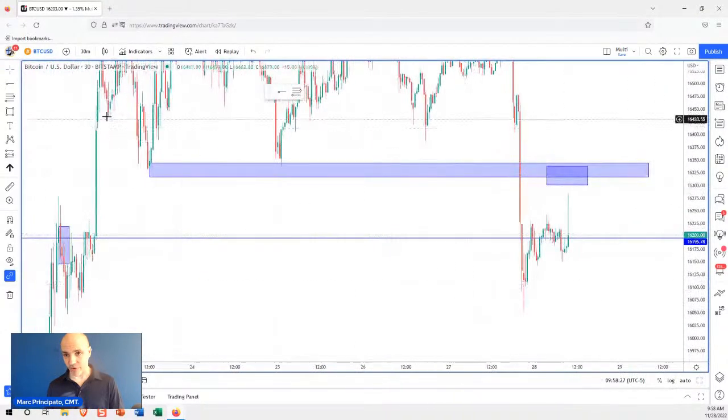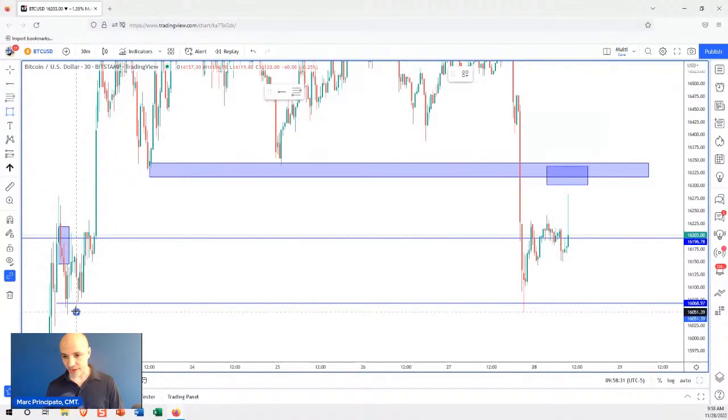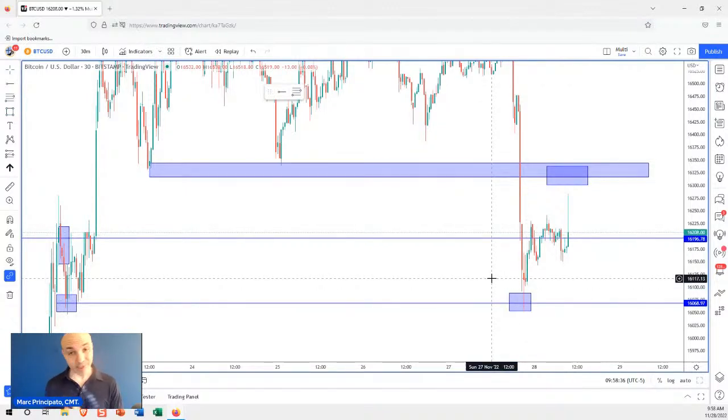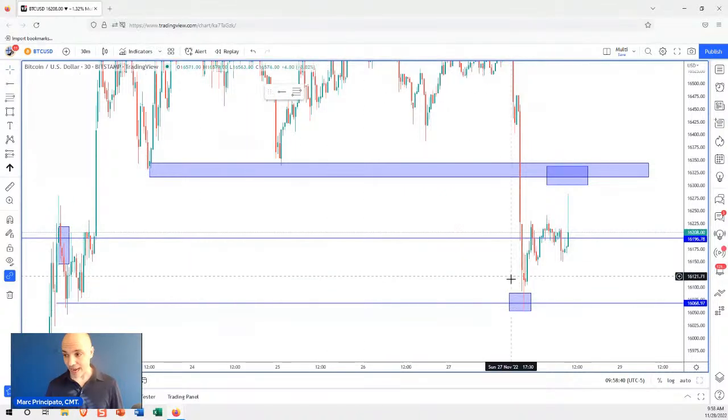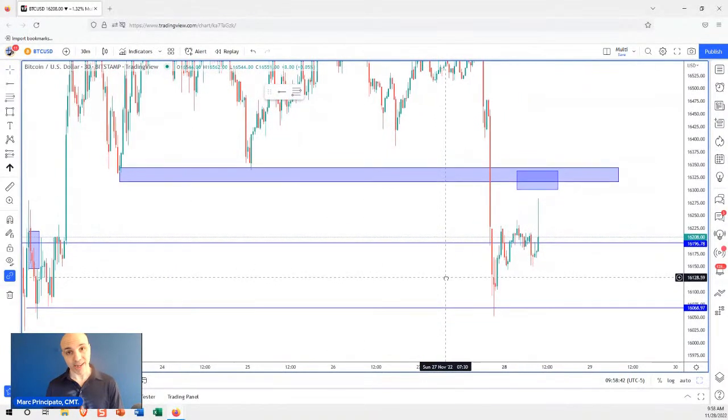I mean, going back a little further here, look at this right here, right? Look at this touch from back here and look at this touch. Is that a coincidence? That's not a coincidence. There is something behind that. And what's behind that is basically what I like to call market memory.